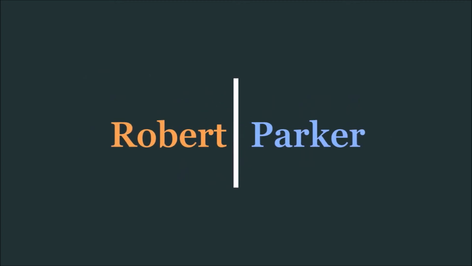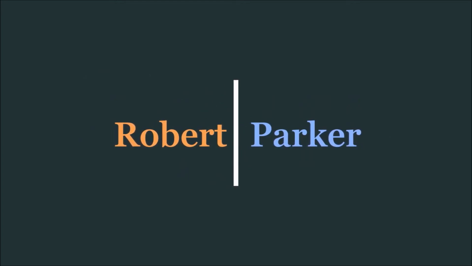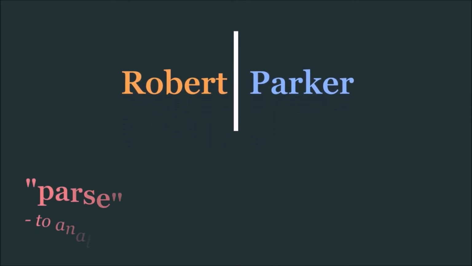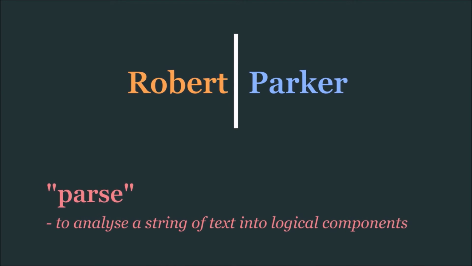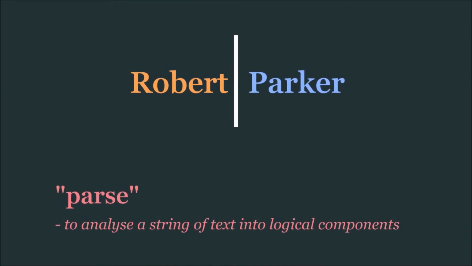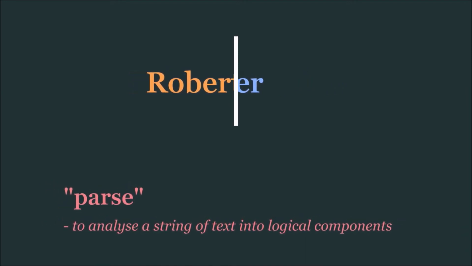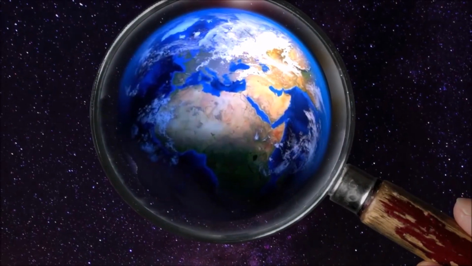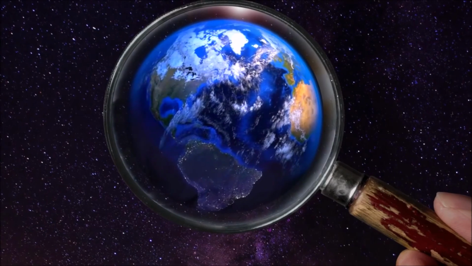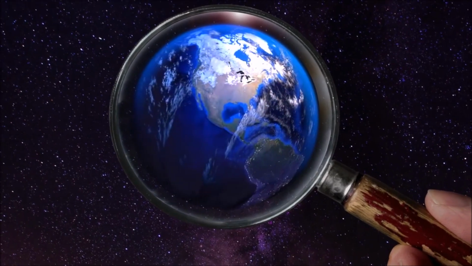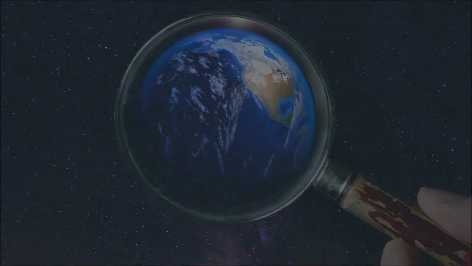So if you enter Robert Parker in the search engine, and the only technical term I'm going to use is parse, it will parse the request, it will split the request into two labels, one called Robert and one called Parker. And it will then search billions of pages of text in a split second, looking for instances of where the label Robert is next to the label Parker.